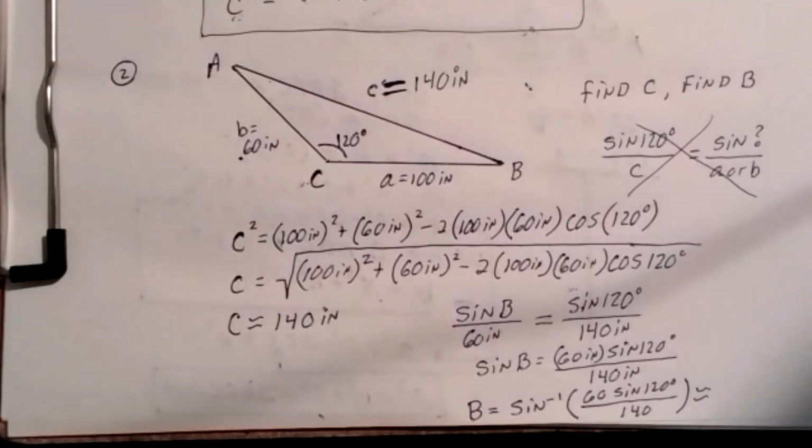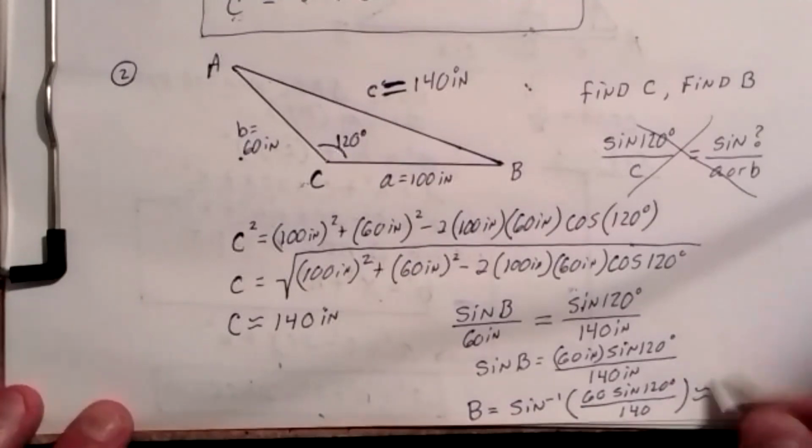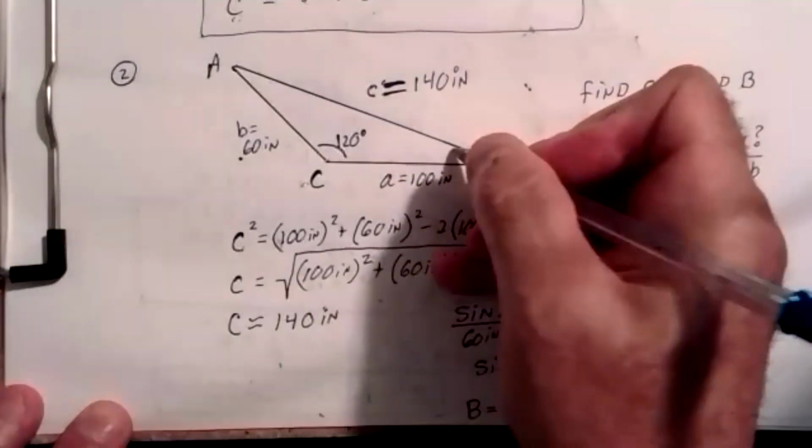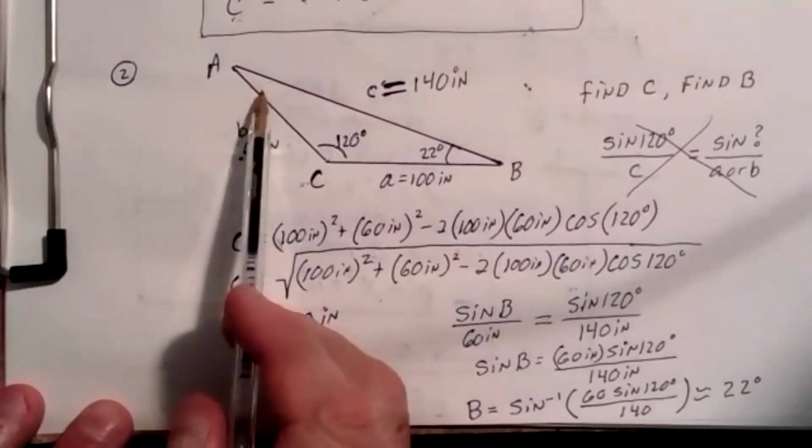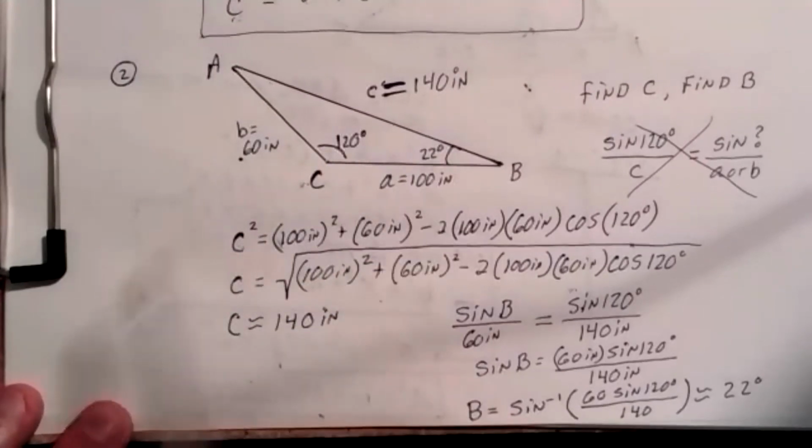So now we can use the law of sines to find angle B. So we take the inverse sine of 60 times the sine of 120 divided by 140. And ladies and gentlemen, to two significant figures, I'm getting about 22 degrees. About 22 degrees for angle B. And then angle A could easily be found by subtracting from 180 degrees, 120 plus 22 degrees.